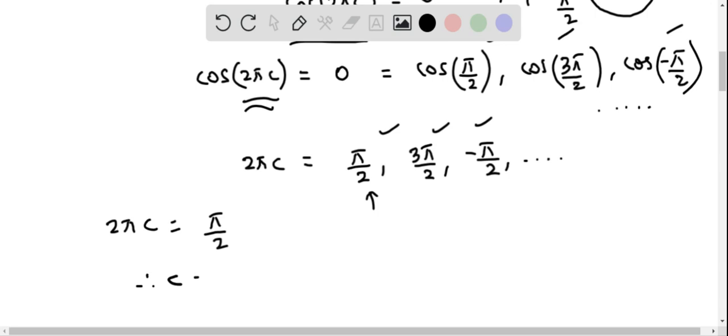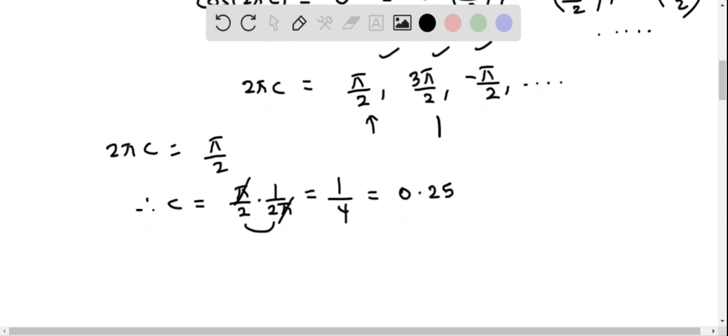Therefore, one of the values of c equals pi by 2 divided by 2 pi, and I can write this as multiplied by 1 over 2 pi. We see that the pi terms get cancelled. So this equals 1 by 2 times 2, which is 4. So it is 1 by 4, and its decimal equivalent is 0.25. So this is one of the values.